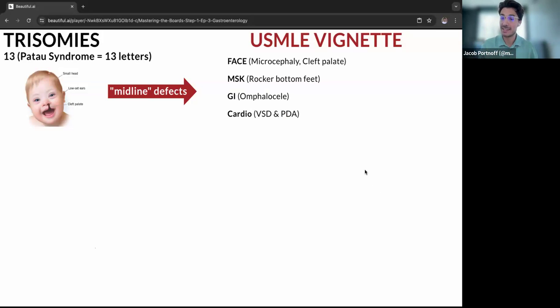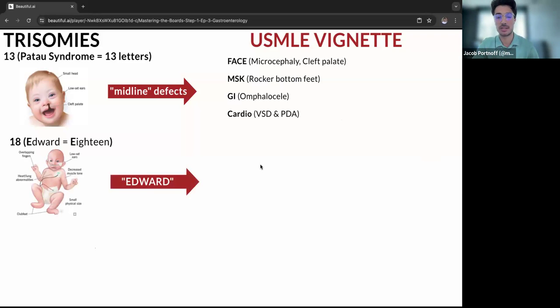Coming back to our vignette and the answer choice of trisomy 13 as it relates to omphalocele. In our GI system, you're going to get this central ventral wall defect, to also help you remember the midline defect. And then finally, your heart: VSD and PDA. I want you to keep these associations in. Yes, aplasia cutis is also there. This is not an extensive list, but these are the high yield ones that I've seen commonly appear on UWorld and NBMEs.